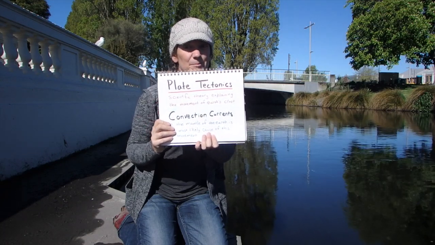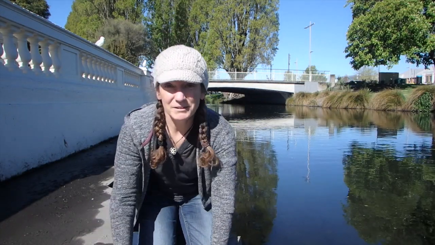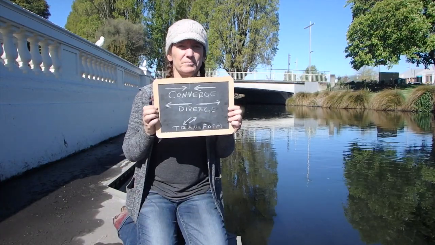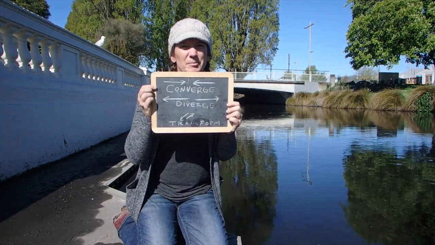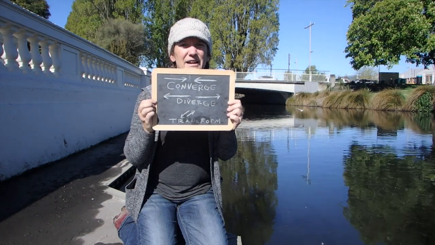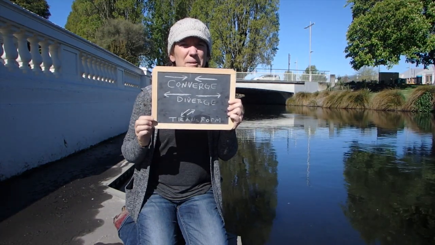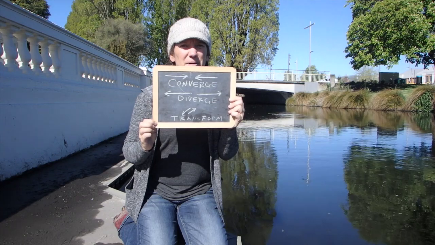So how do these plates move? Well, there's some different ways that they can move. They can converge, which means that the plates might come together. They can diverge, which means they come apart. And they might transform, which means they rub up against each other.